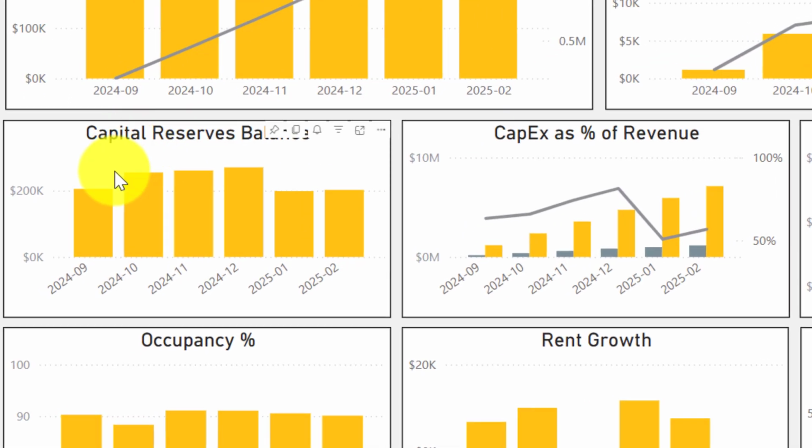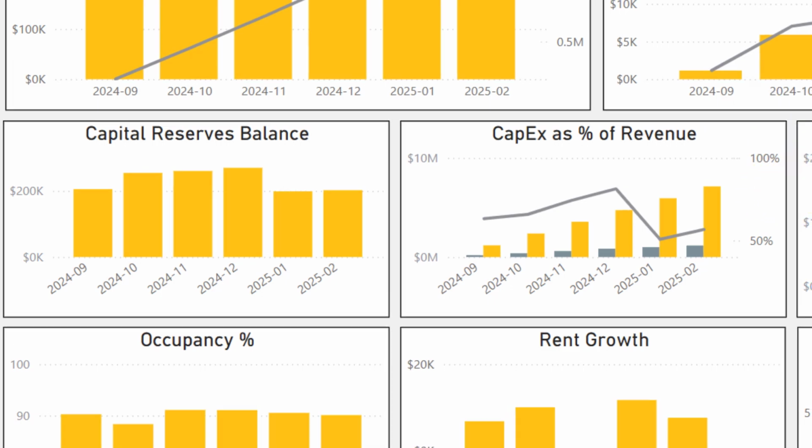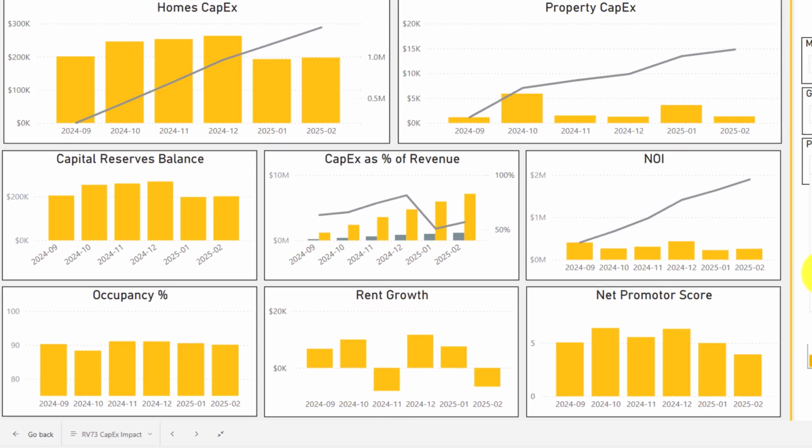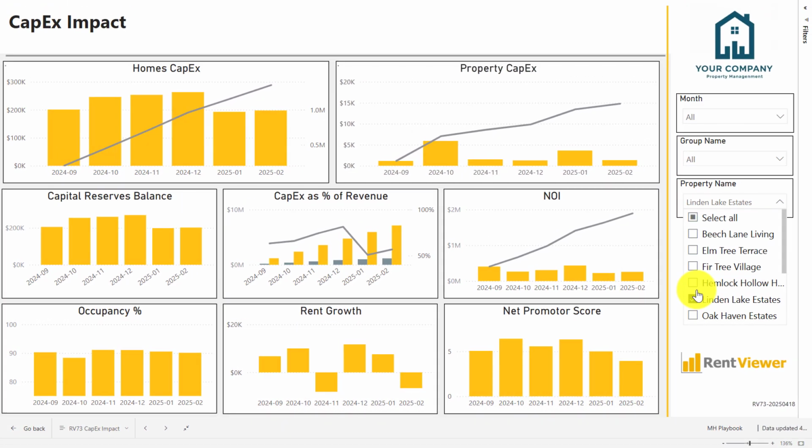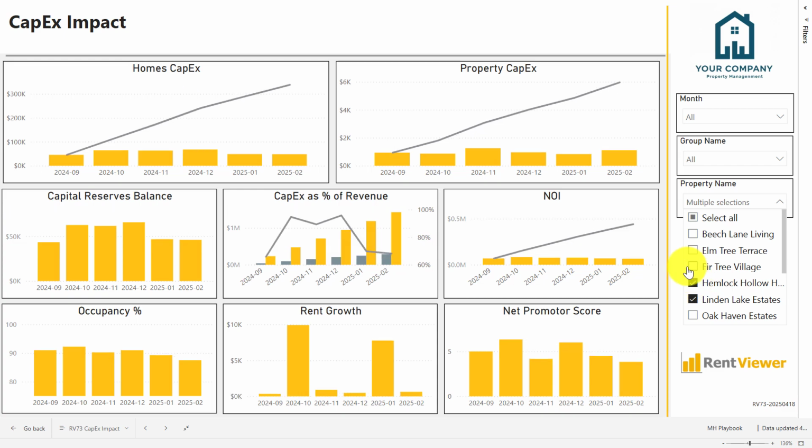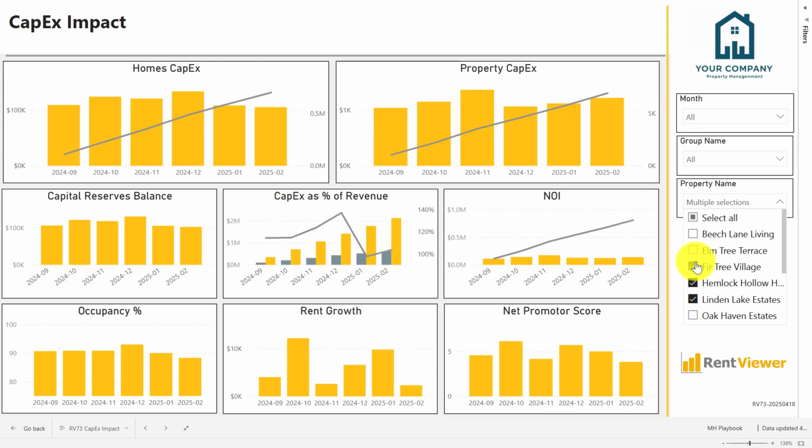So this card shows the balance of your CapEx reserves. Showing CapEx as a percent of revenue is an indicator of how much money is being put back into the asset. Obviously, looking at this alone without context is not useful. However, if the number is really low or really high, it invites further questions.